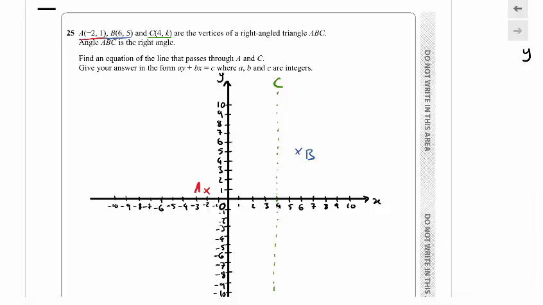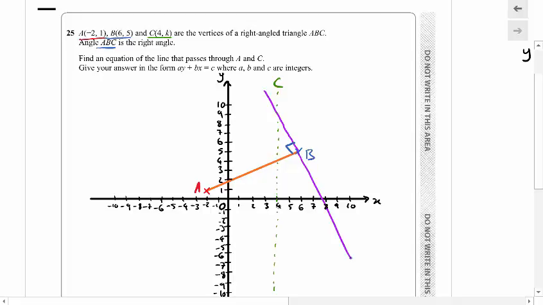So first things first, I'm going to connect A and B together, okay? And I'm also told, look at the question, I'm told that angle ABC is the right angle. I've established that's my point B. That's my right angle. So in other words, I know that a right angle is going to fall there. Well, I know then that either my line is going to come off like that, or my line is going to come off like that.